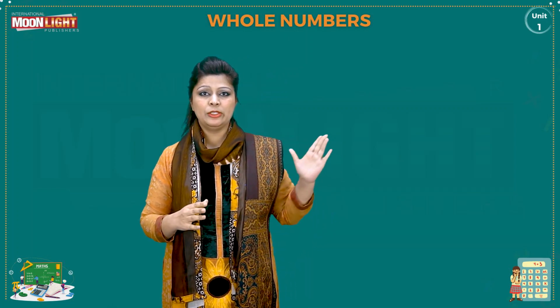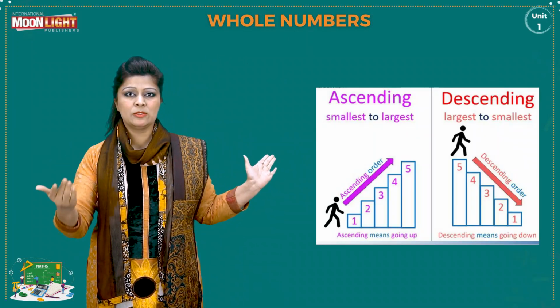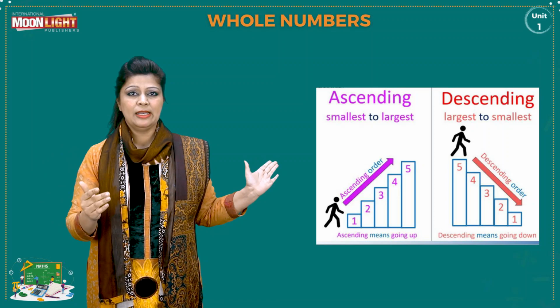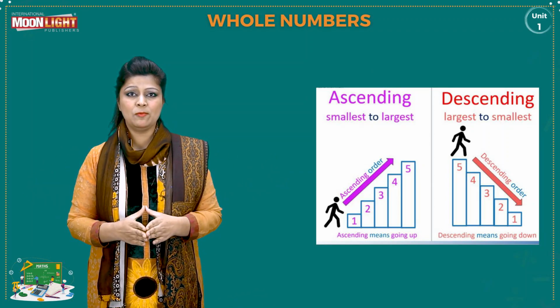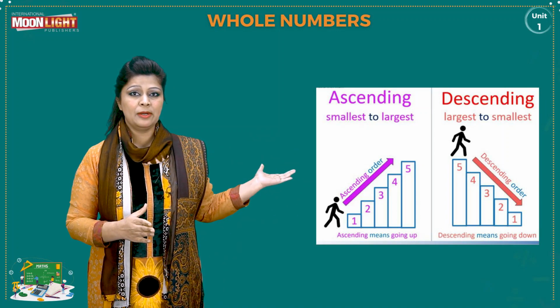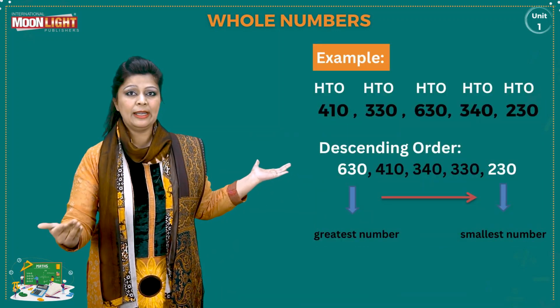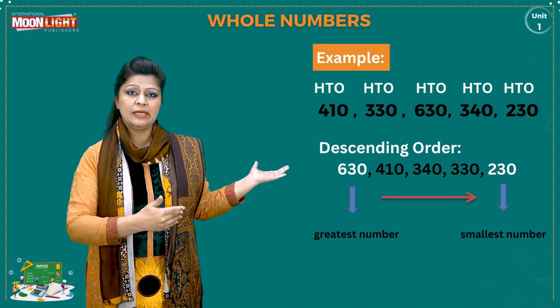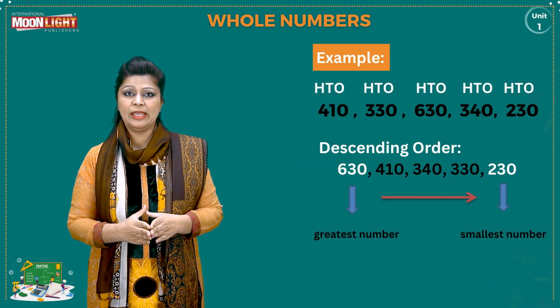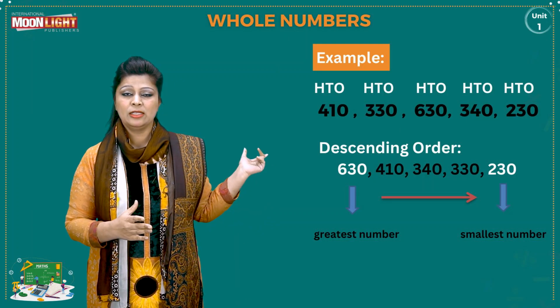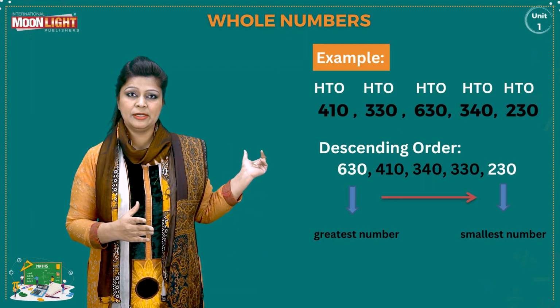In this way, we are going to write the number. In other words, you can also say that ascending and descending are opposite to each other. So, in the same way, we are going to write the numbers in descending order, meaning from the greatest number to the smallest number. We will take the greatest number over here, as we already found it, that is 630.